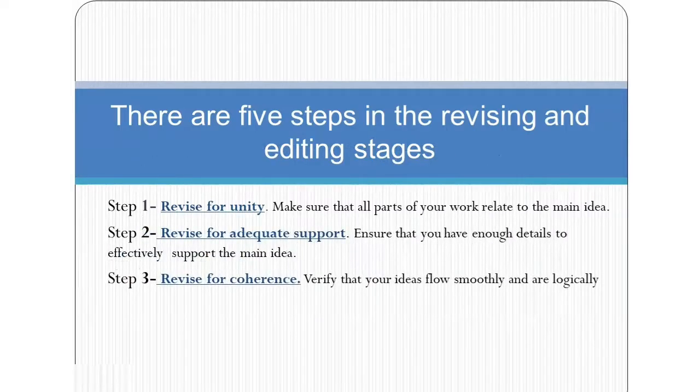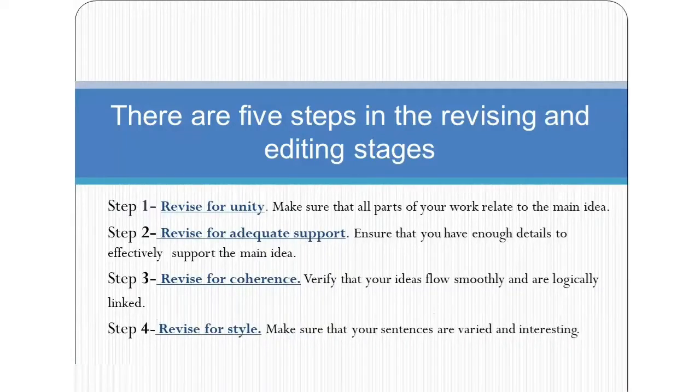Step 3, revise for coherence. Verify that your ideas flow smoothly and are logically linked. شو يعني coherence? Coherence يعني أنا لازم انتبه إنه الجمل مترابطة using transitional signals. يعني لما بدي أنقل من فكرة لفكرة لازم ما يضيع reader. I have to give him like transitional signals مثل for example, first, next, furthermore, in addition, finally.